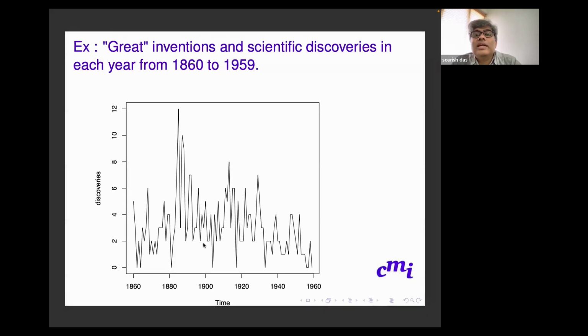Great inventions and scientific discoveries in each year between 1860 and 1959. Now, between 1880 and 1900 is when the major inventions took place. That is the time the second major industrialization actually happened.